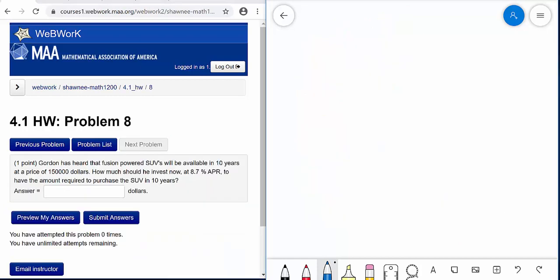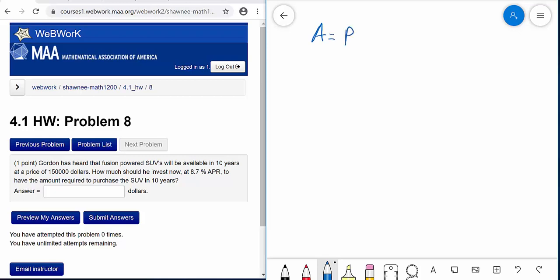So moving on to problem number 8, we're told that Gordon has heard that fusion-powered SUVs will be available in 10 years at a price of $150,000. How much should he invest now at 8.7% to have the amount required to purchase the SUV in 10 years?